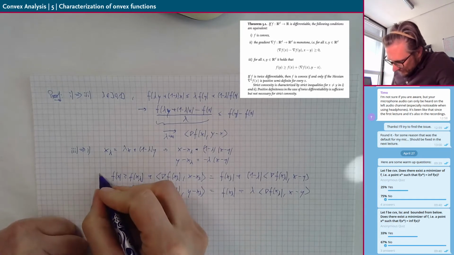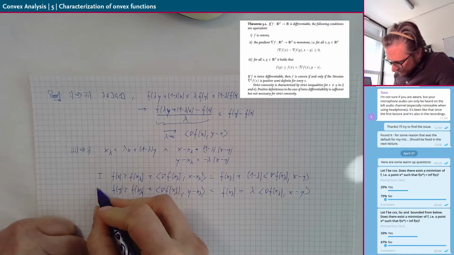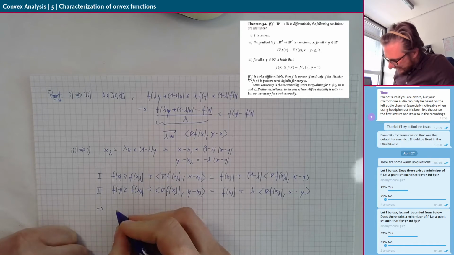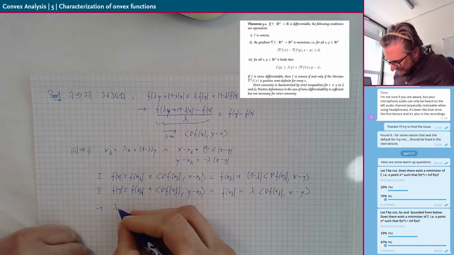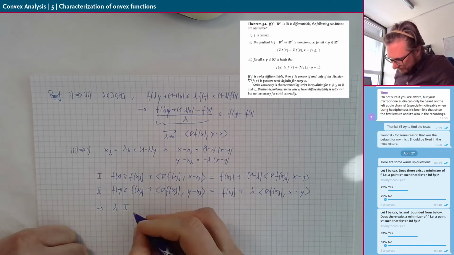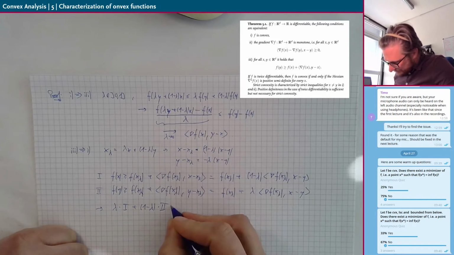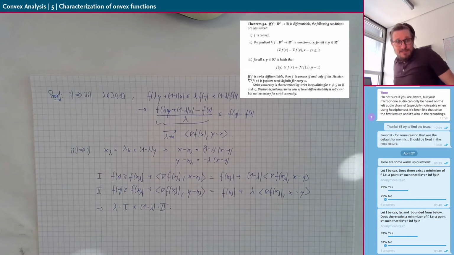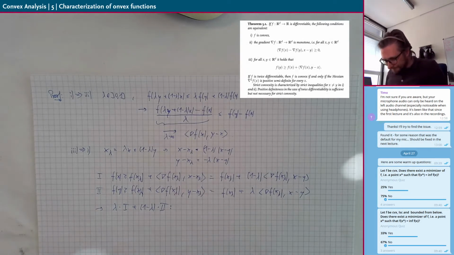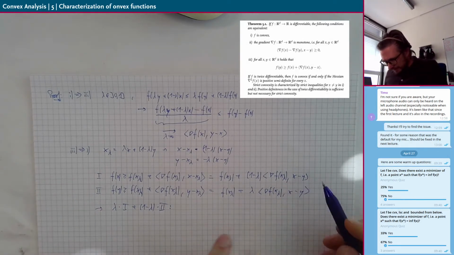Okay, so we call this inequality 1, this we call inequality 2, and what we now just do is we take lambda times inequality 1 plus 1 minus lambda times inequality 2. And that's it, or actually, because, yeah, what does it give?